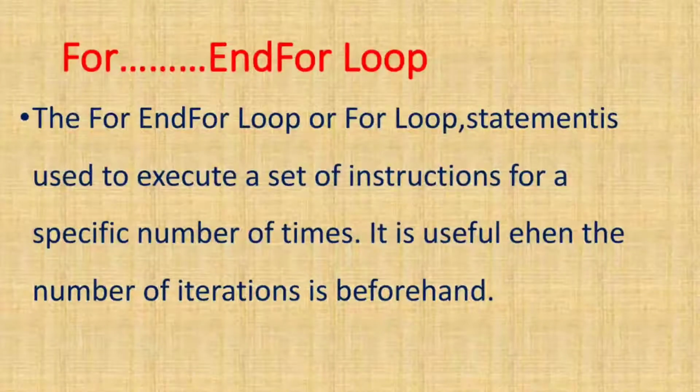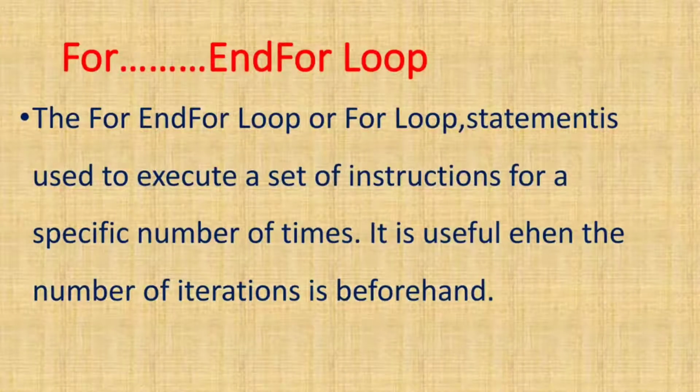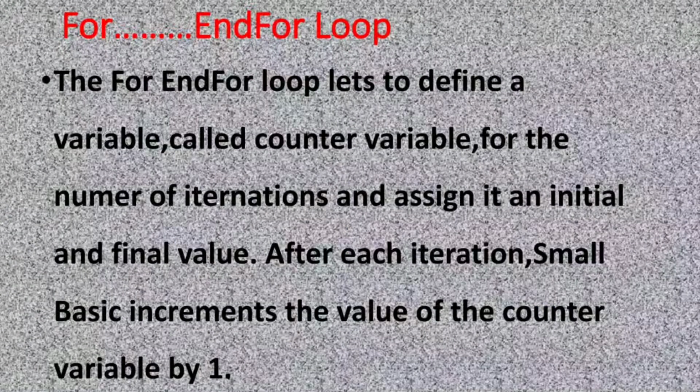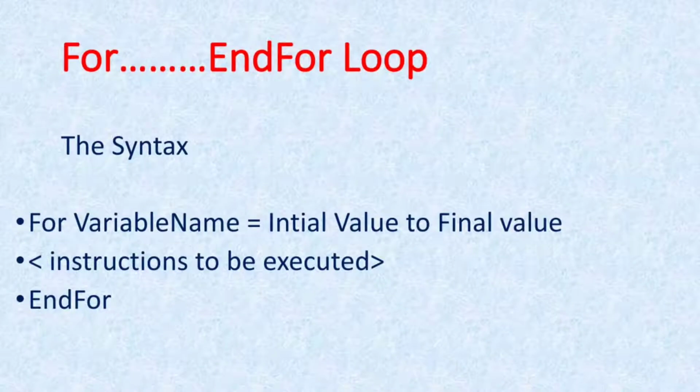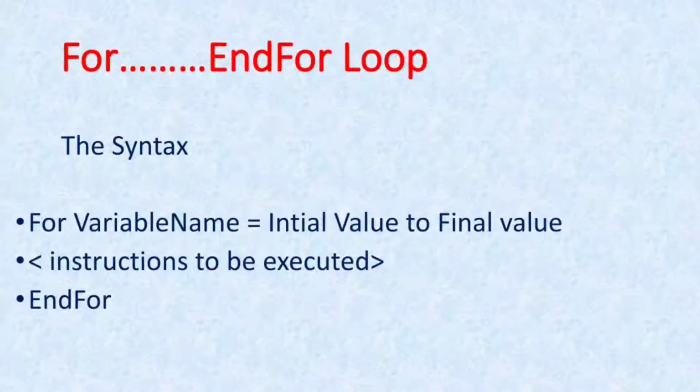First one, the For and EndFor loop. This statement is used to execute a set of instructions for a specific number of times, and it is useful when the number of iterations is known beforehand. The For loop lets you define a variable called a counter variable for the number of iterations and assign it an initial and a final value. After each iteration, Small Basic increments the value of the counter variable by 1. And the For loop executes till the value of the counter variable is less than or equal to its final value.